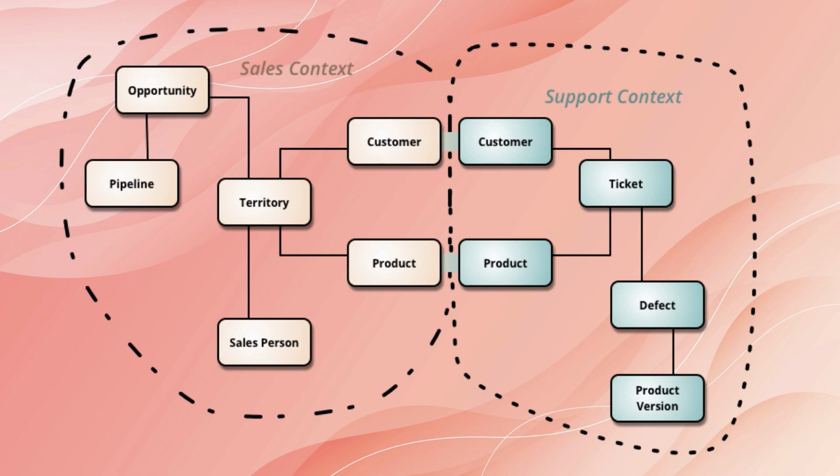So in this example, we have two bounded contexts. One of them is the sales context and the other one is the support context. To understand what I'm talking about, let's just look at the customer and product models. So customer is a shared entity across the entire system, and between the two contexts, so is the product.